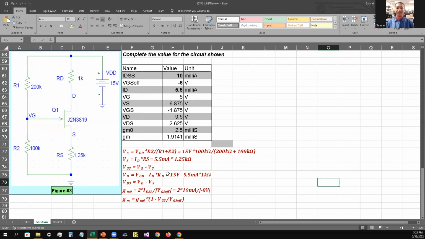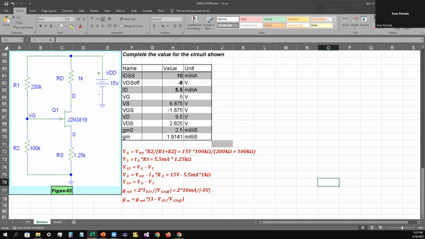And then the next thing you want to do is VS. You use VS equals ID times RS. So you have 5.5 milliamps times 1.5 kilo ohm, and that should yield about 6.87 volts.